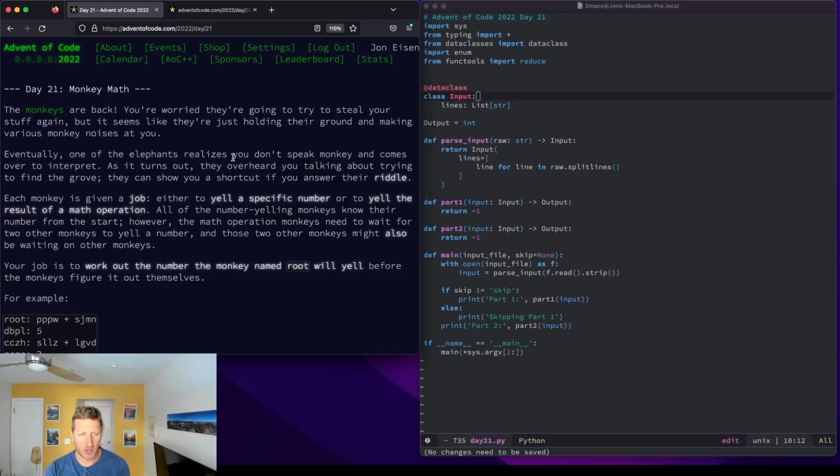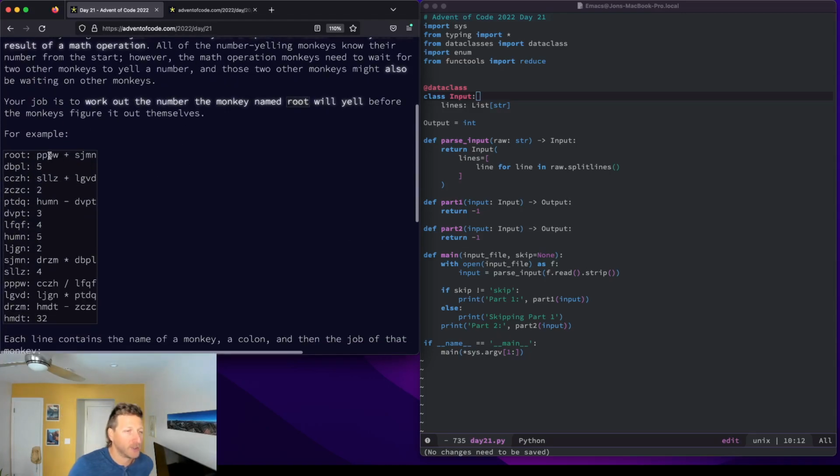Each monkey is given a job either to yell a specific number or yell the result of a math operation. All of the number yelling monkeys know their number from the start. However, the math operation monkeys need to wait for two other monkeys to yell a number, and those two other monkeys might also be waiting on other monkeys. Your job is to work out the number the monkey named Root will yell before the monkeys figure it out themselves. All right, so Root is PP.